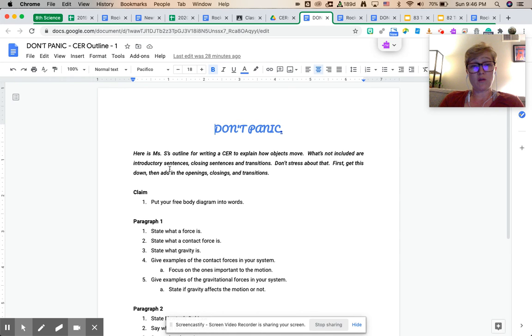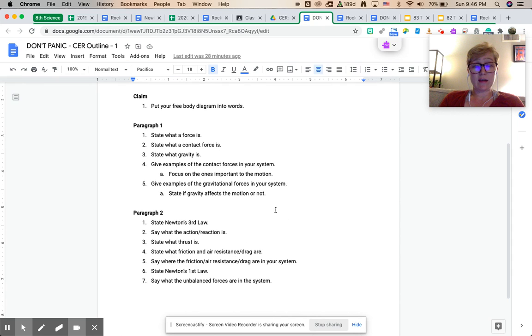If you never get openings, closings, and transitions in, that's fine. You can still get an A because this is not a writing class, it's a science class. So I want to know that you can explain this. I'm not going to read through this because you can read, but this is how I outline my claim, how I outline my first paragraph, and how I outline my second paragraph.